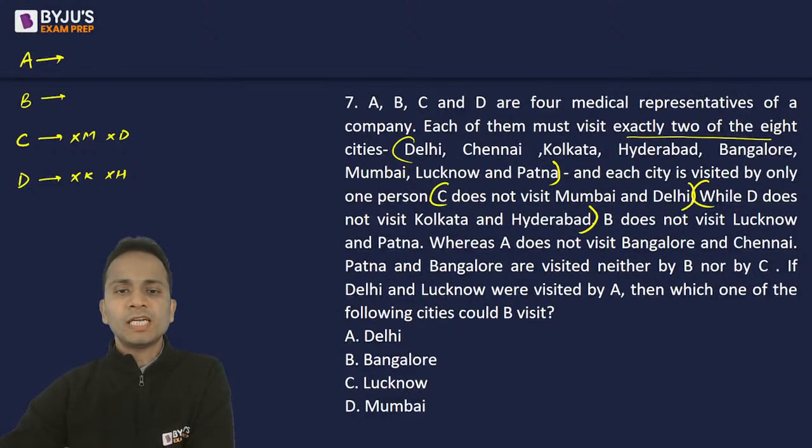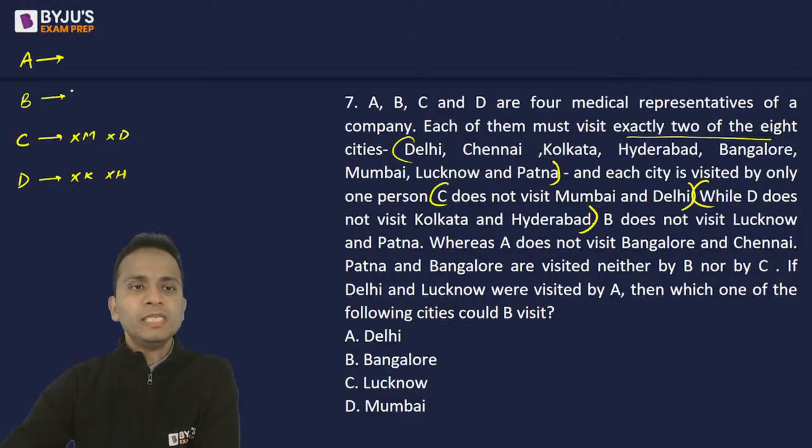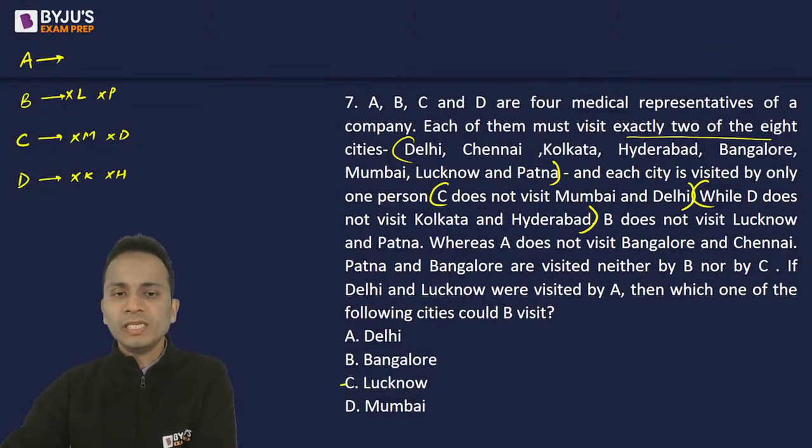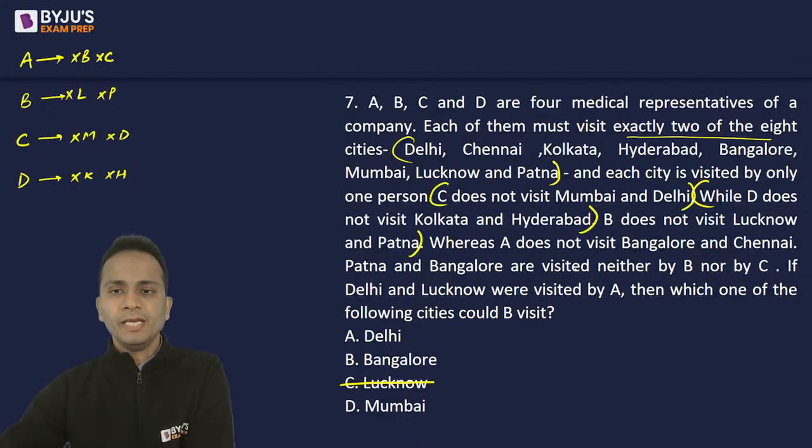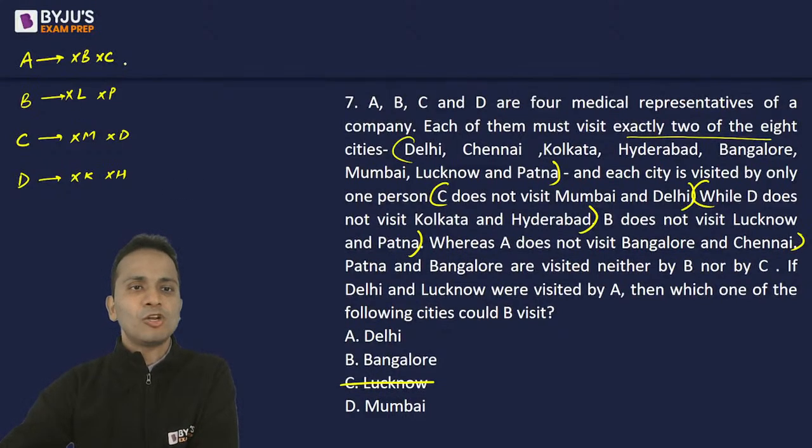B does not visit Lucknow, Patna. So B does not visit Lucknow, does not visit Patna. So Lucknow will be out of the answer. Okay? Let's keep striking out the answers. Okay? A does not visit Bangalore and Chennai. Not Bangalore, not Chennai by A. Patna and Bangalore are visited neither by B nor by C. Patna, Bangalore. Not Patna, already B has it, not Bangalore.